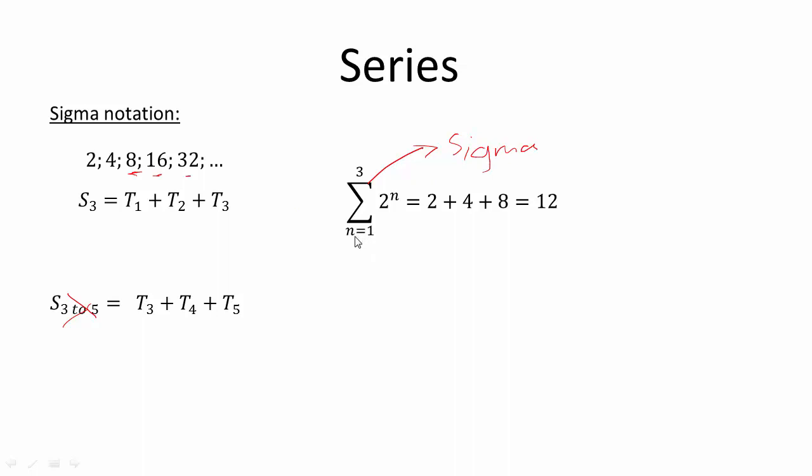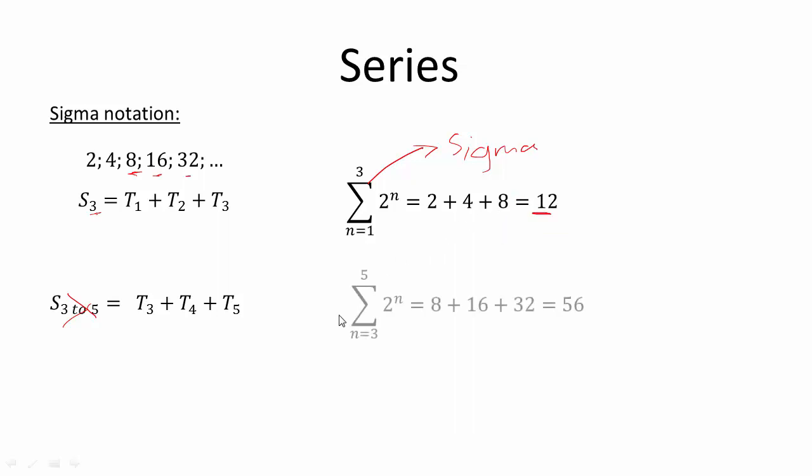What this is saying is n starts at 1 and ends at 3. So here we were starting at 1 and ended at 3. And this is the formula. So if we start at 1, 2 to the power of 1 equals 2. Then 2 to the power of 2 equals 4. 2 to the power of 3 equals 8. And that's how we get the answer of 14.